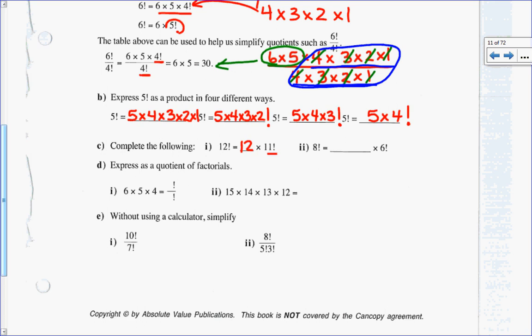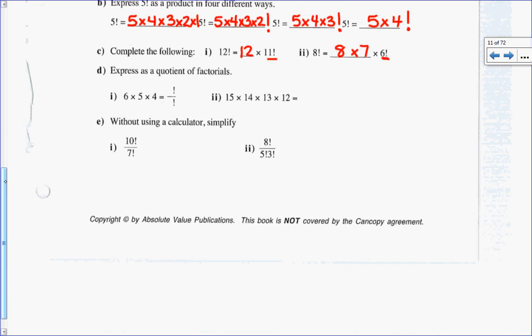Okay, 8 factorial means, well, we're stopping at 6 factorial, so it must be 8 times 7 times 6 factorial. Goes on and on. Okay, expressed as a quotient of factorials. 6 times 5 times 4.